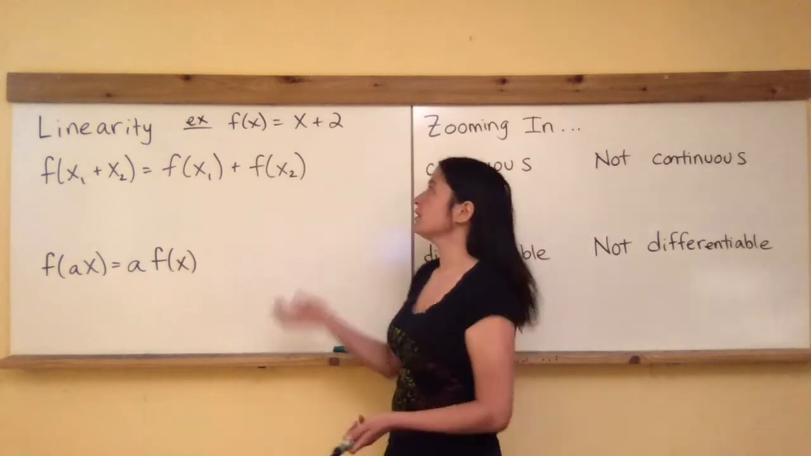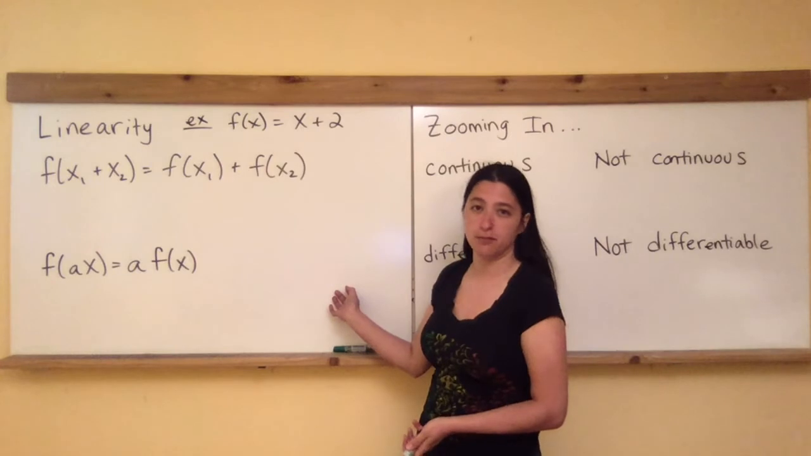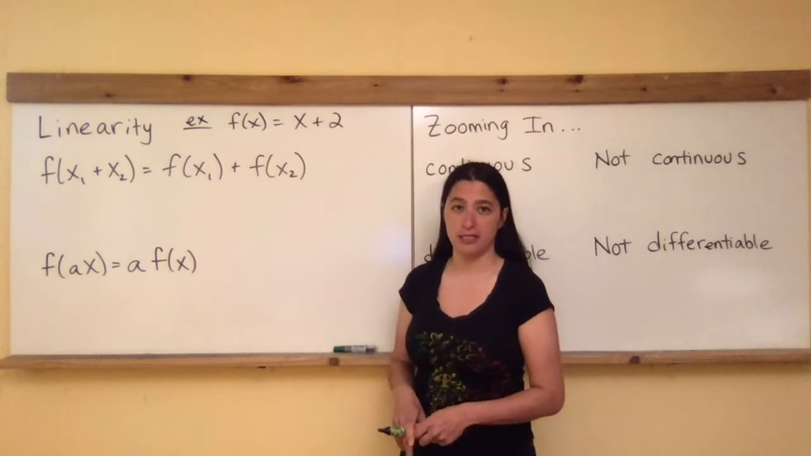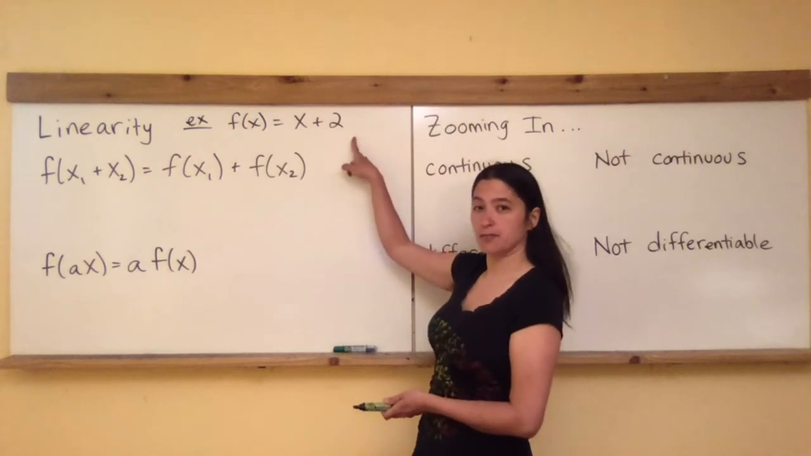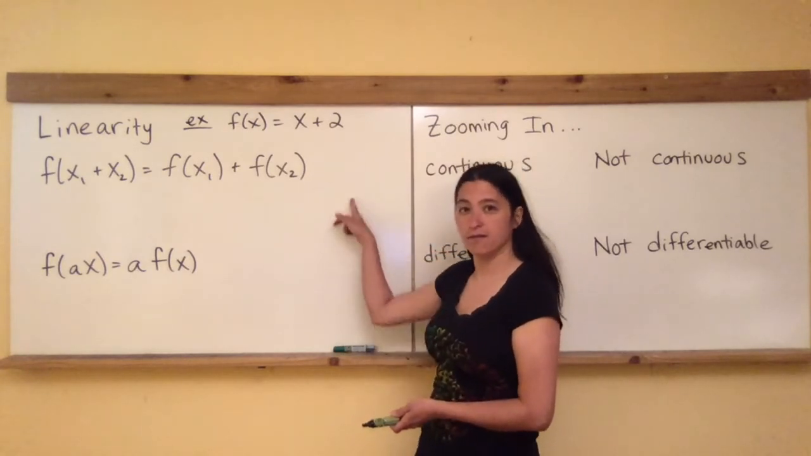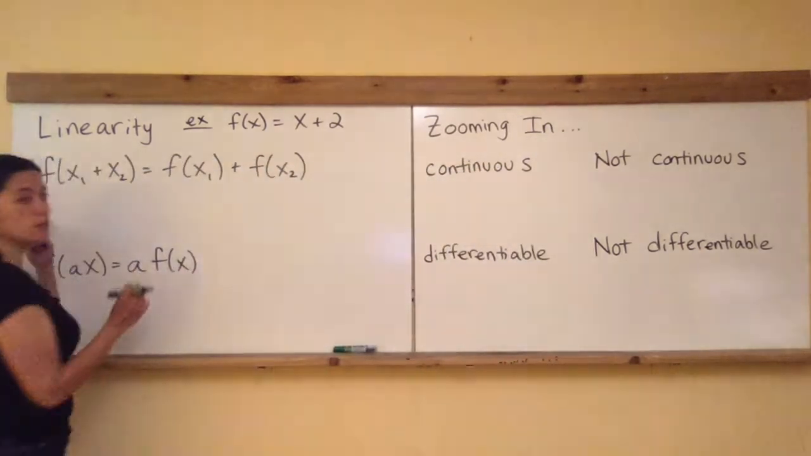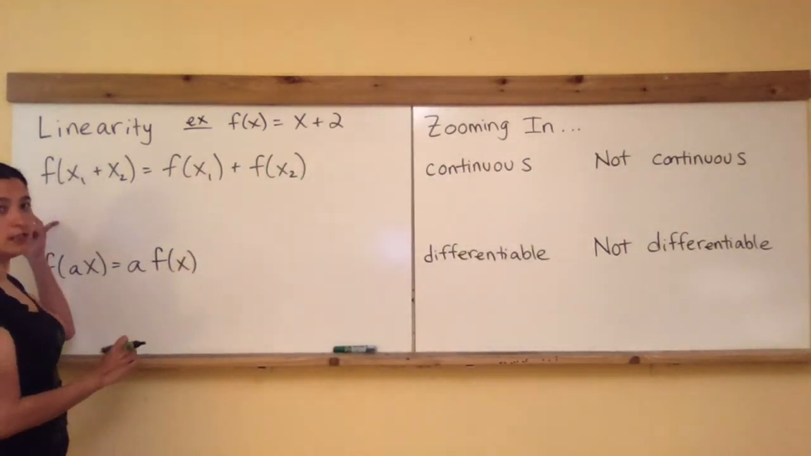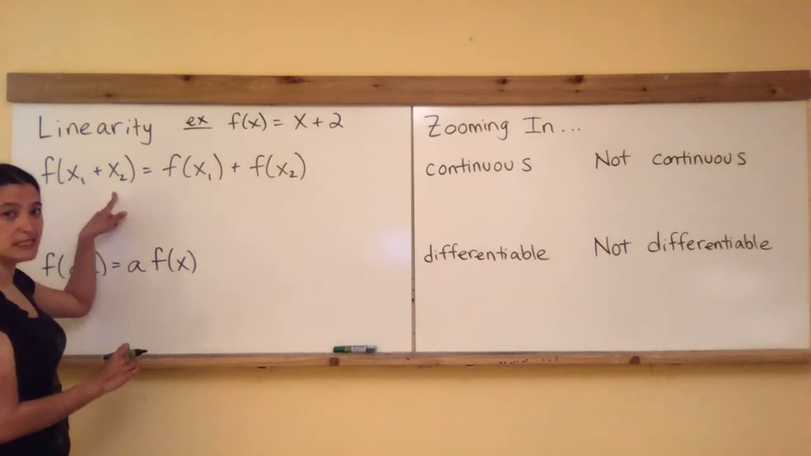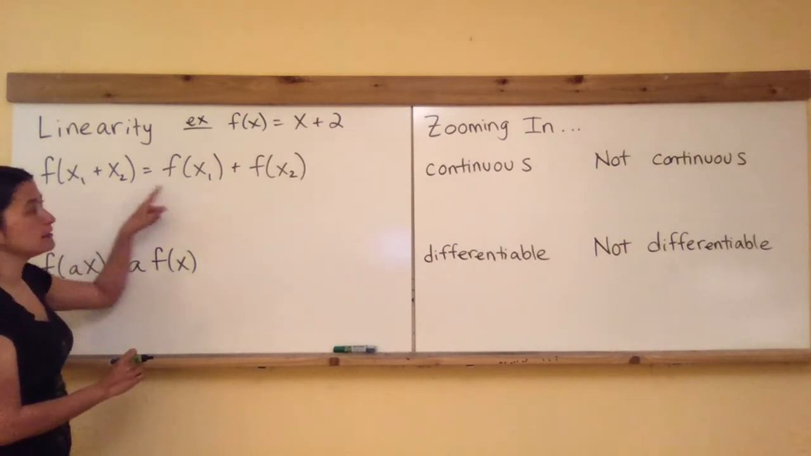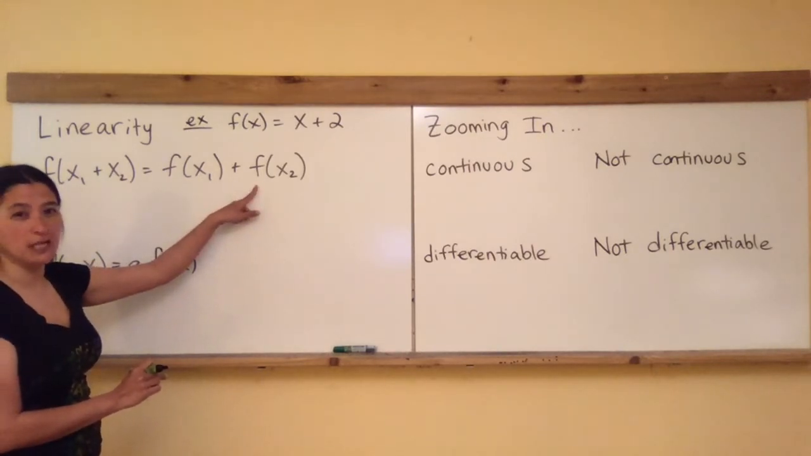Okay, so maybe going through this example and trying to confirm or deny whether it obeys these properties will help you see what I mean by that difference. So we're going to take this function, f of x is equal to x plus 2, and we're going to try to see if it obeys each of these properties. For this first one, the property says that if I evaluate the function at the sum of two inputs, x1 plus x2, I should get the sum of evaluating each of the points separately.